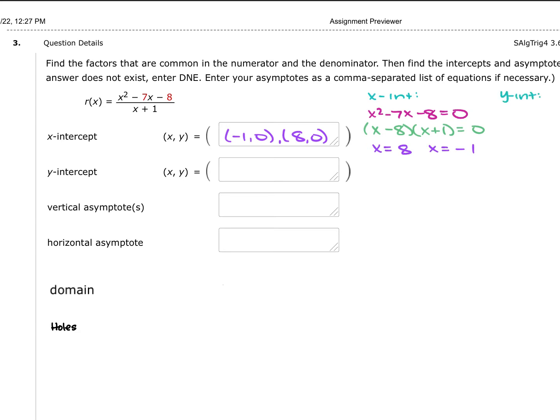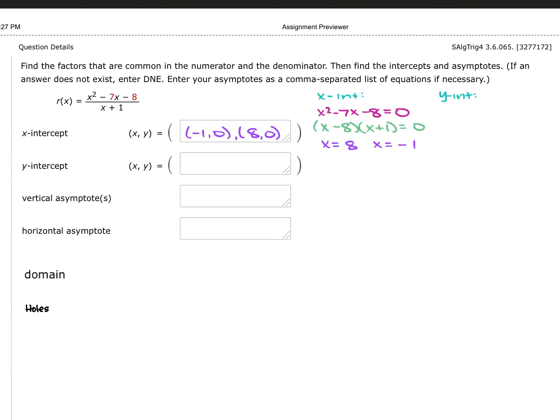For your y-intercept, you're going to take the numerator over the denominator, put 0 in for any x that you see. So that's going to leave you with -8 over 1. So y is equal to -8. That gives you the ordered pair of 0, -8.